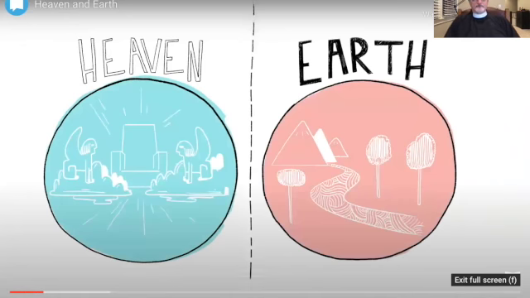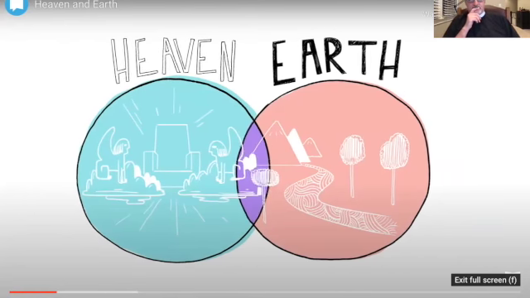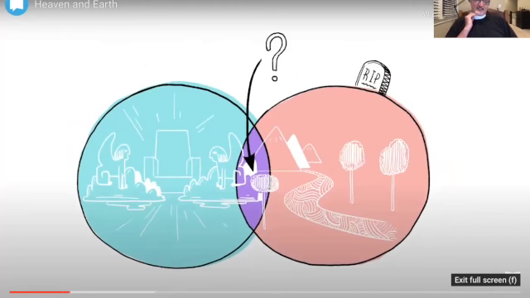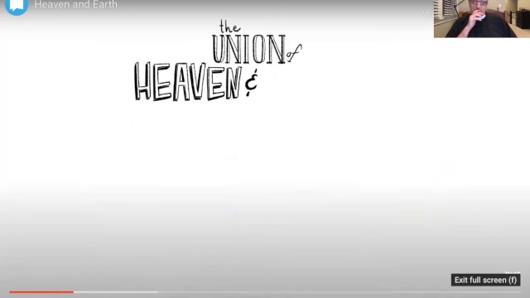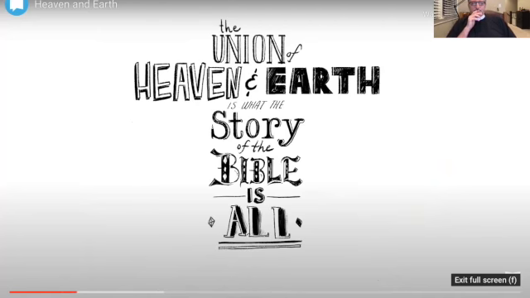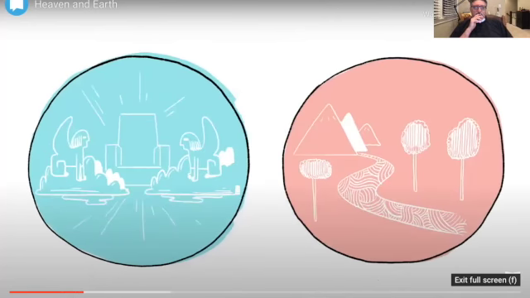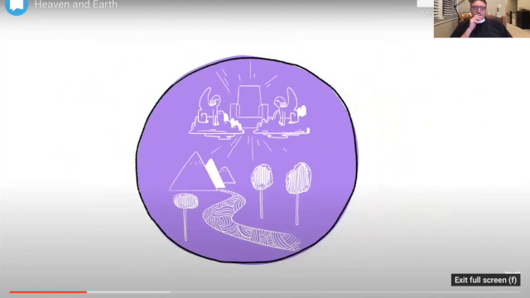Yes, they're different in their nature, but here's what's really interesting: in the Bible, these are not always separate spaces. Think of heaven and earth as different dimensions that can overlap in the same exact space. We talk a lot about going to heaven after we die, but this idea of heaven and earth overlapping, we don't talk a lot about that. Which is kind of crazy, because the union of heaven and earth is what the story of the Bible is all about. How they were once fully united and then driven apart, and how God is bringing them back together once again. So let's go back to the beginning, where heaven and earth are completely overlapping.